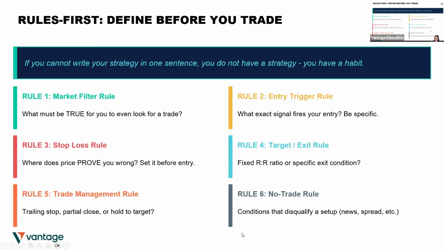Okay. Rule number 6, no trade rule, conditions that disqualify a setup: news, wide spread, don't trade. Talking about professional traders, they don't trade during the news. To them the news does nothing, it just makes the price reach the target faster. That's it. But usually the market has already responded to the news before the news is out.